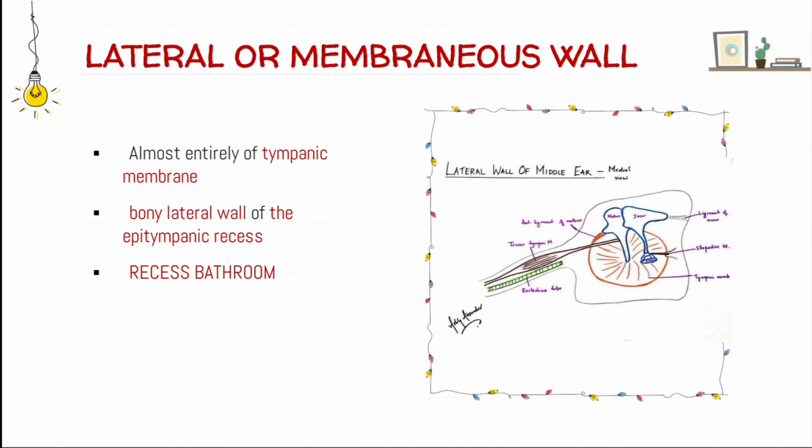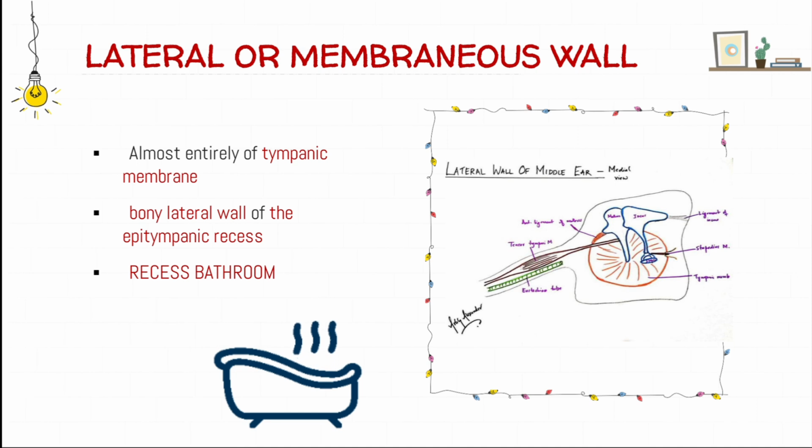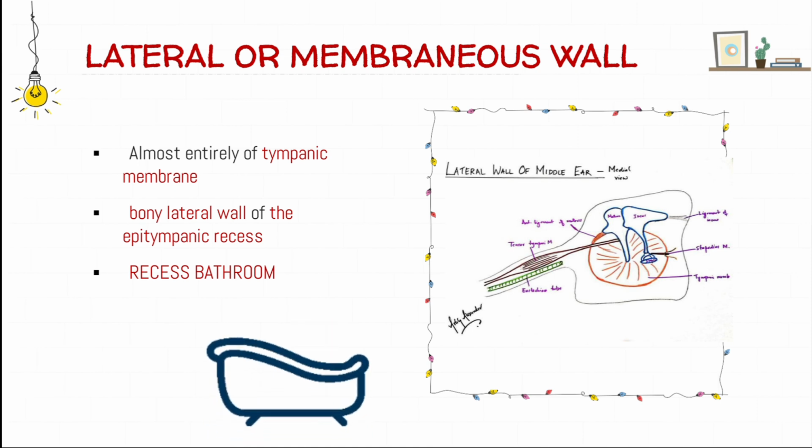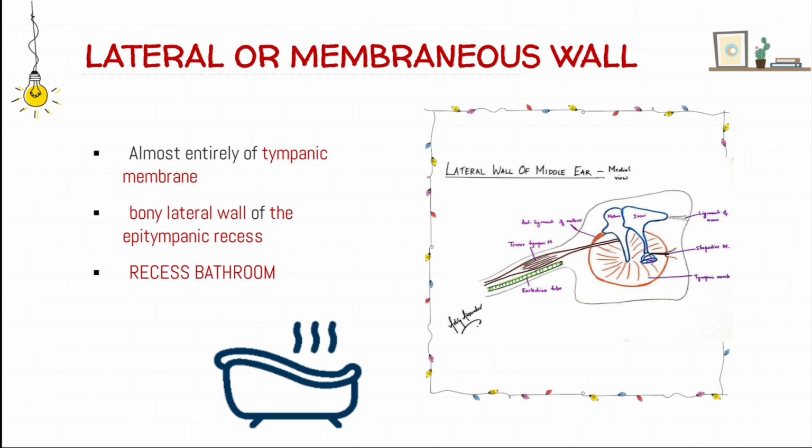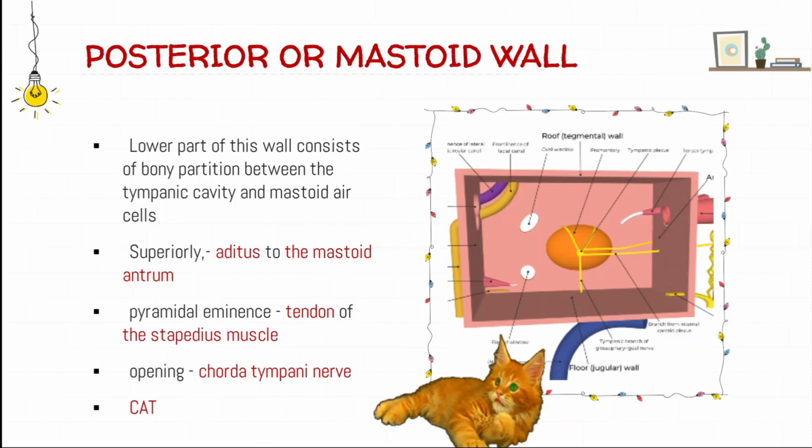Now moving on to the lateral or membranous wall. Here the lateral code is recess bathroom. Lateral, latrine or bathroom, recess bathroom. So B for bony lateral wall of epitympanic recess. And the major area of the lateral wall is covered by tympanic membrane, while the rest of the wall is the bony lateral wall of epitympanic recess.